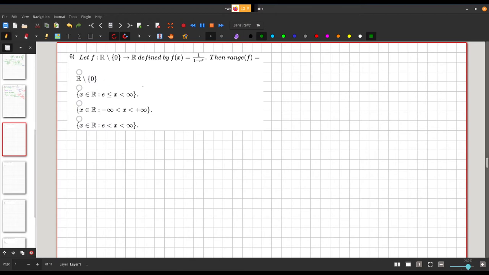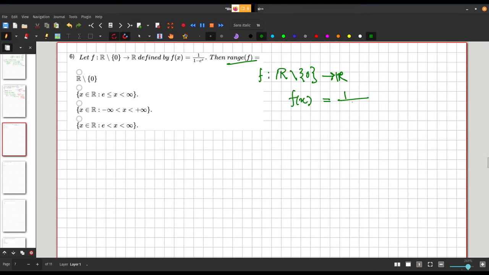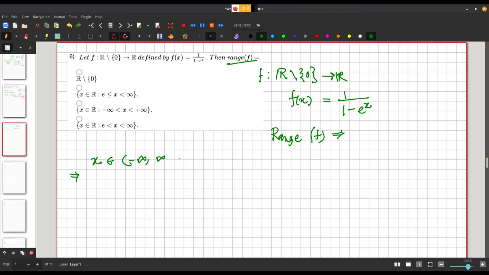So here we have to find the range of one function, which is defined from R minus 0 to R, and the function is actually 1 over 1 minus e to the power x. So we have to find the range. So let us first see the domain. X can be anything from minus infinity to infinity, but 0.